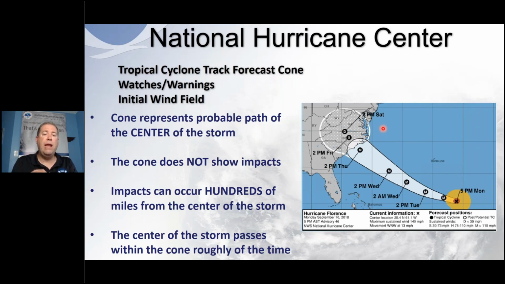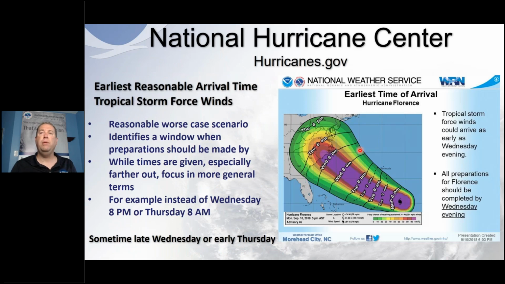The other thing I want to point out is, even if the track is right, in this case it's Florence hitting to our south, a hurricane is not a dot. Despite Florence hitting Wrightsville Beach, did New Bern have impacts? Did Carteret County have impacts? Yes, yes, yes. So the forecast cone just shows you where the center will be. If you're anywhere in the general area of it, you should be paying attention to the storm itself.